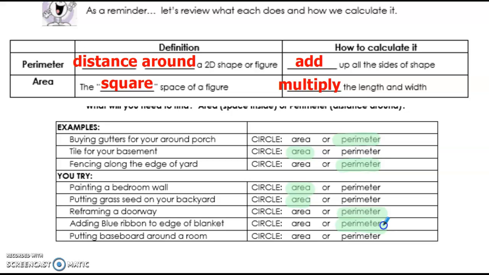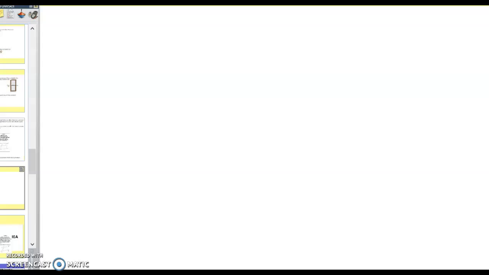Putting baseboard around a room. Again, the keyword there is around. You're putting baseboard only on the edge, the distance around your shape, your room. So that's another example of perimeter. So hopefully you feel a little bit more solid in choosing which kind of calculation you're looking at. Because again, it's not going to come out most of the time and straight up tell you. You have to kind of know the definitions of area and perimeter and how you calculate those.